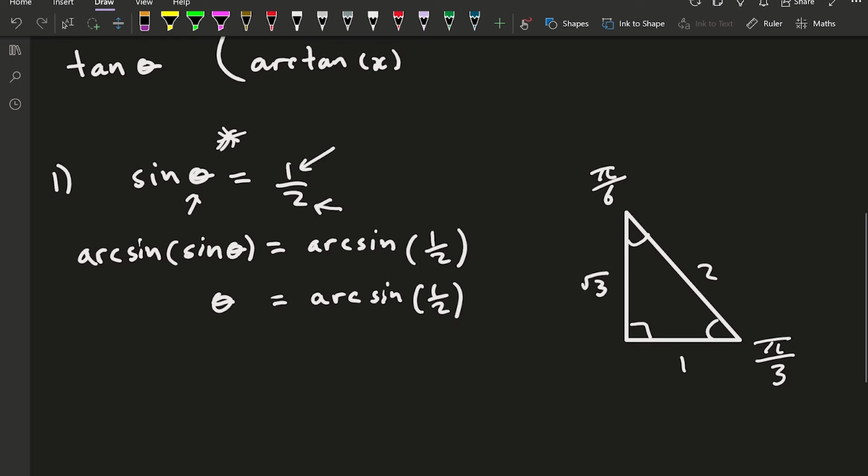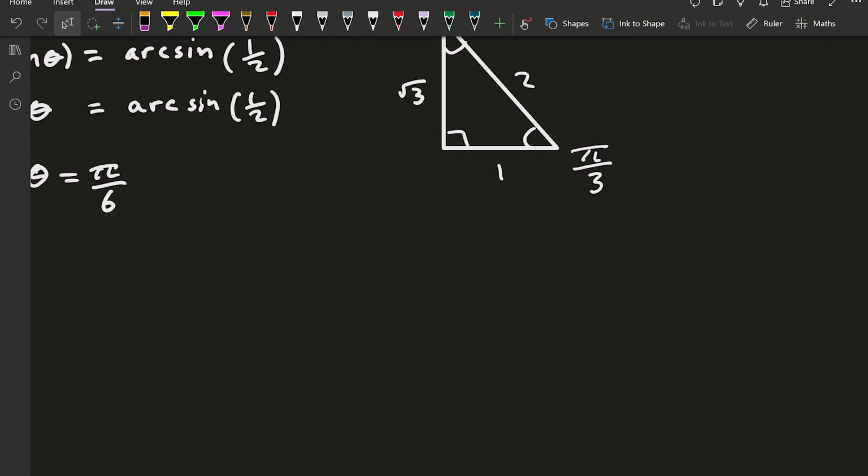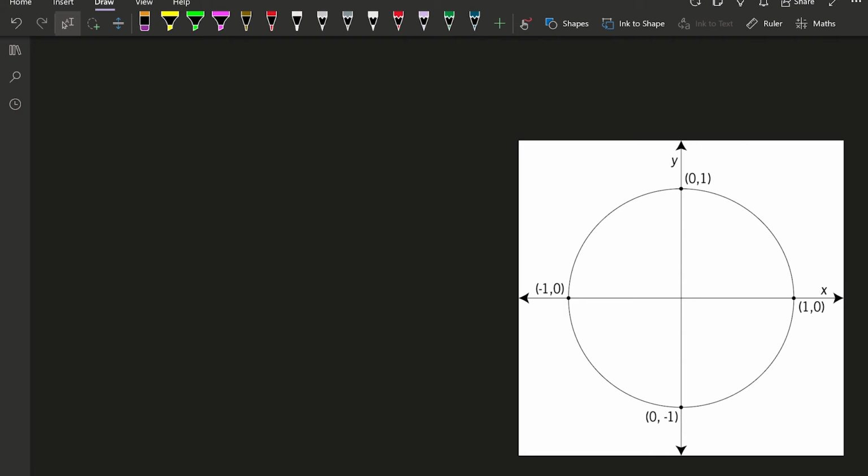So we might be tempted to say that theta equals pi over 6 and be done with the question. But actually, we're not done, because there is more than one value for theta that we could substitute into this equation and get 1/2. And to see this, if you just consider a unit circle, I will summon a unit circle.